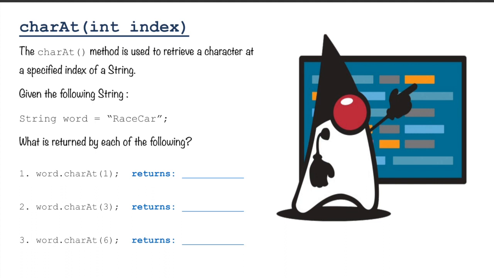And we'll go through a couple of the string methods, and I'll leave the rest of them for you to do on your own. The first one is charAt, and we see that we have a word called racecar, and it says to identify what is returned by word.charAt at index 1. And you'd say, well, 0, 1 would return a little a. Word.charAt 3, 0, 1, 2, 3 would return the little e. And word.charAt 6, 0, 1, 2, 3, 4, 5, 6 returns the little r.